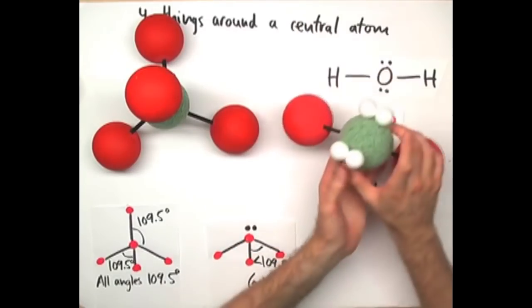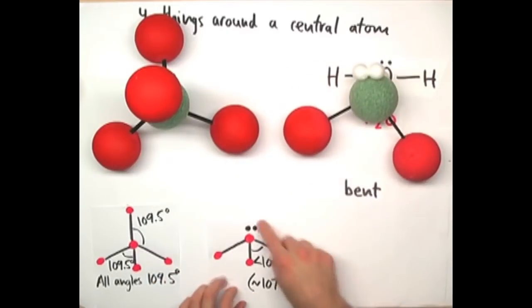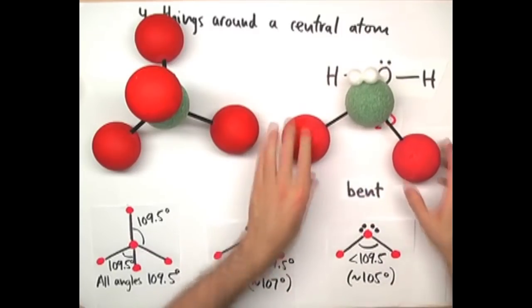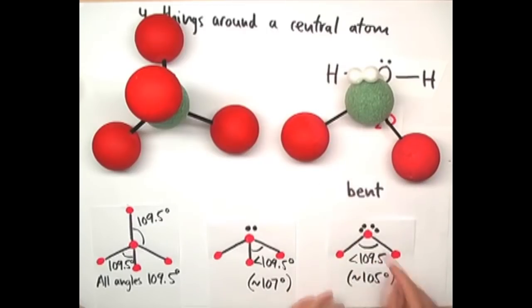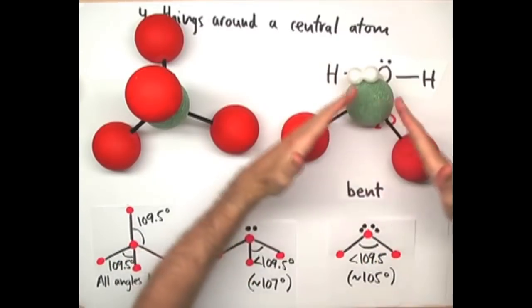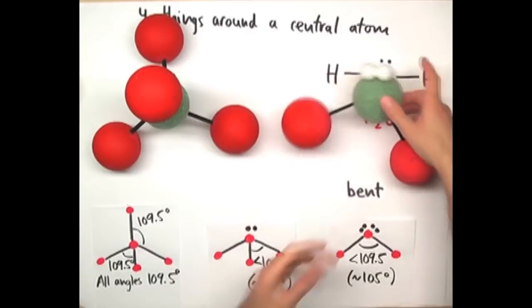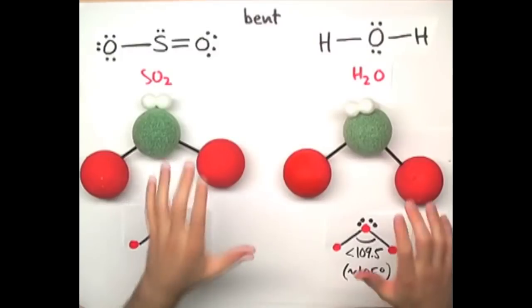Now when we have bent, instead of 1 unshared electron pair, I have 2 lone electron pairs. And so the combination of those 2 is going to push the atoms even a little bit closer. So in a bent molecule like water, the angle between them is going to be about 105 degrees, which is less than 107, which is less than 109.5. So the more unshared electron pairs you add, the tighter the atoms get pushed together. Okay, so if you've got 2 bonds and 2 lone electron pairs around a central atom, you're going to have this bent shape.